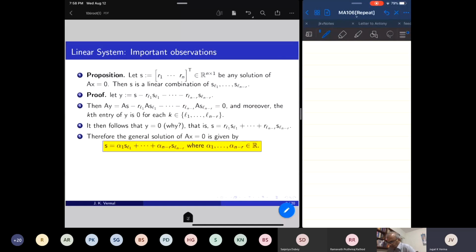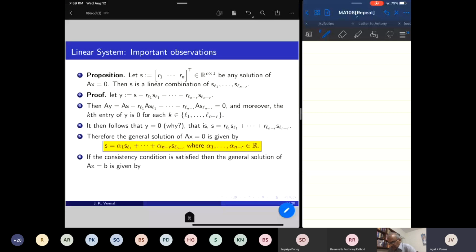If A is in row echelon form, then the homogeneous system AX equal to 0 has these solutions. These are linear combinations of basic solutions. Okay. So if the consistency condition is satisfied, then for the general solution of AX equal to B, we determined a particular solution of AX equal to B. The particular solution was determined by setting all the non-pivotal variables equal to 0, and then the pivotal variables were determined from there.